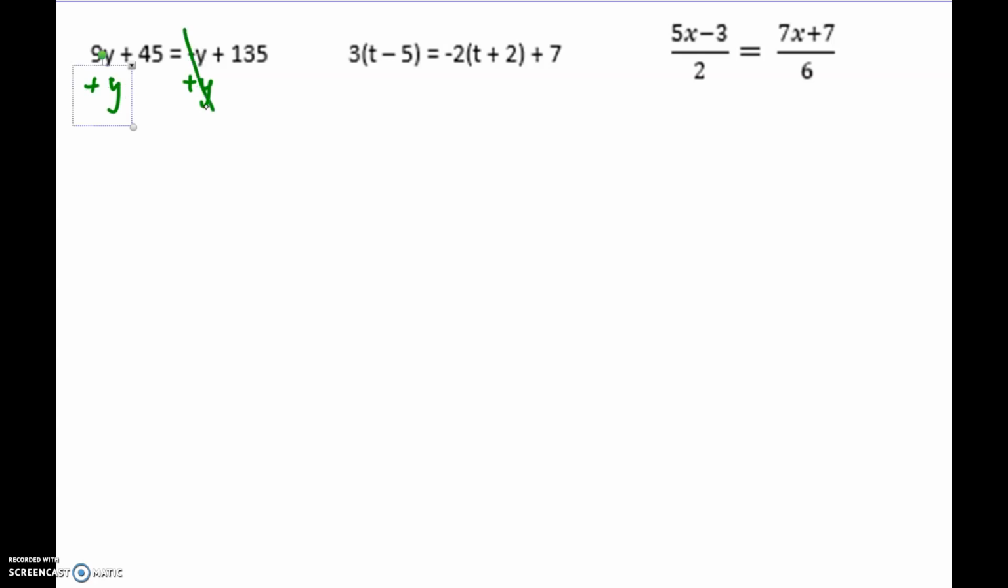Negative y plus y gives us 0, so those will cancel out. And on this left side, we'll have 10y plus 45 is equal to 135. That's frustrating.